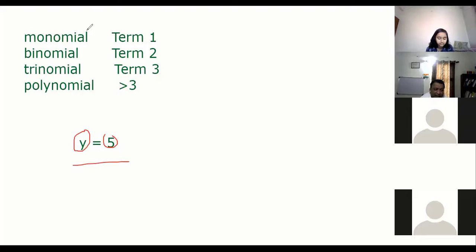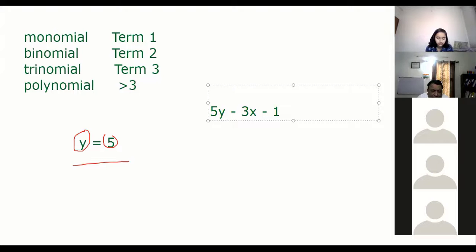If I write like this, a plus b plus c equal to 5. How many terms are there? 1, 2, 3 and 4. Because terms are separated by plus and minus and equal to. 4 terms. If I write like this, 5y minus 2 minus 3x minus 1. How many terms are there? 3. Because whether it is expression or equation, you have to count each term. So there are 3 terms.